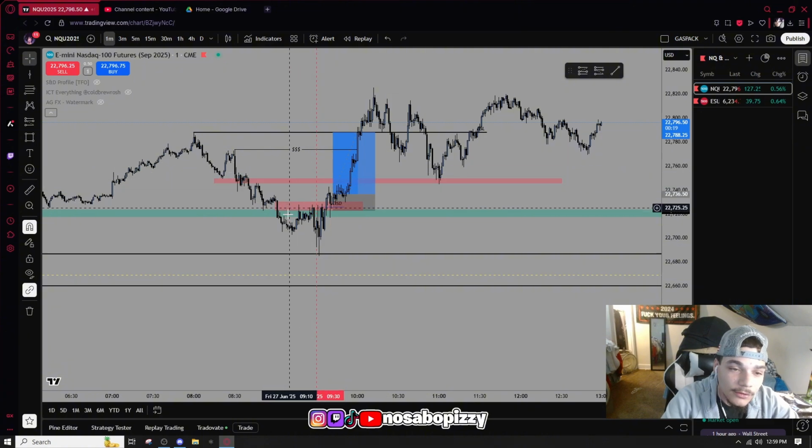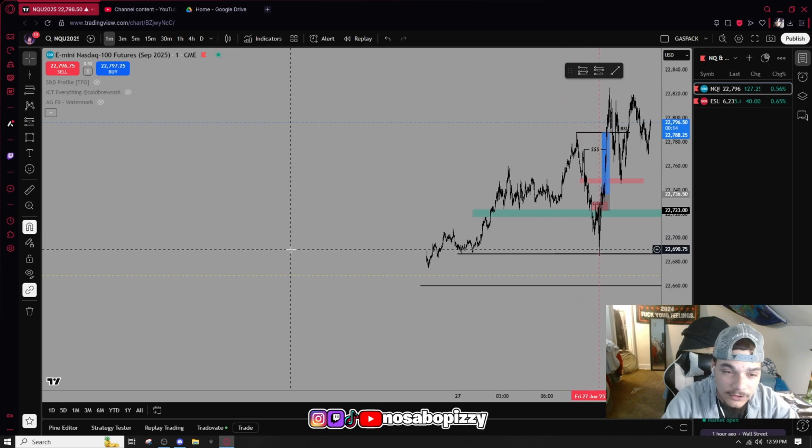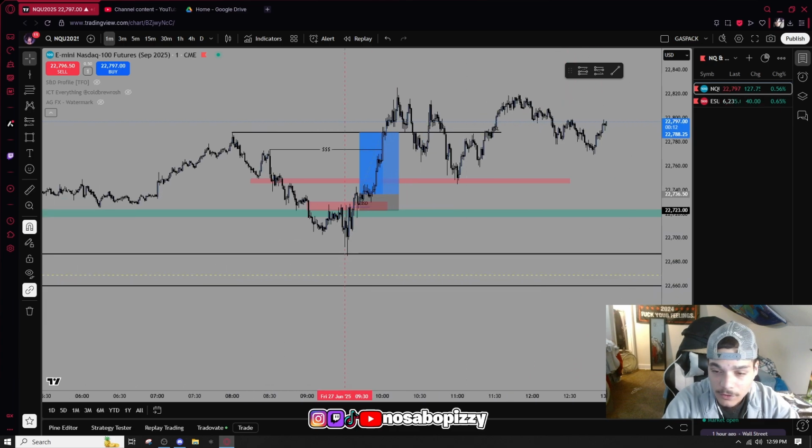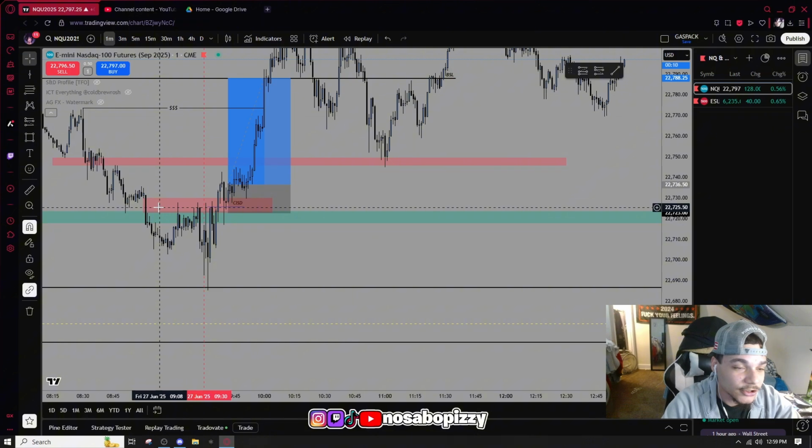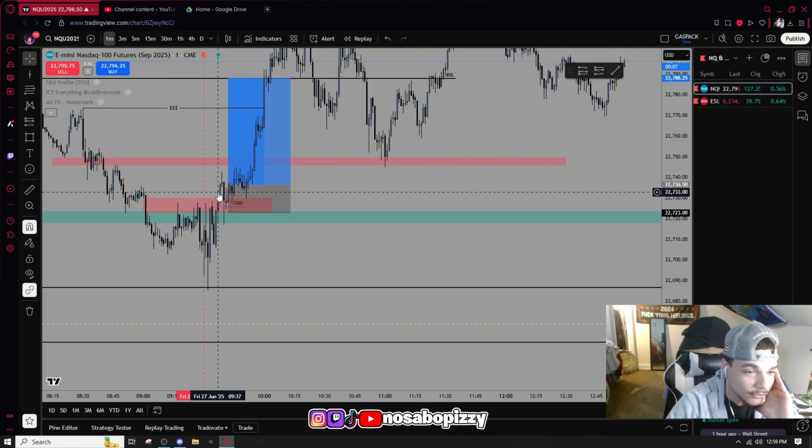Market opens right here. Coming up, pulls back into this bearish fair value gap. Dumps, takes out this sell side liquidity all over here. So, I wanted to see this bearish fair value gap get inversed. What happens? Inversion right here.